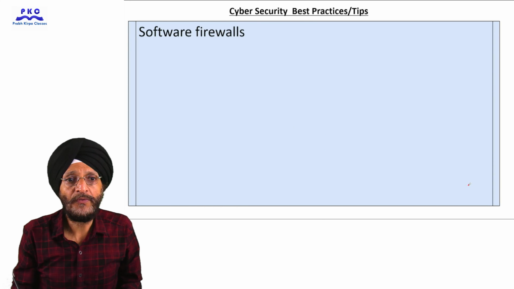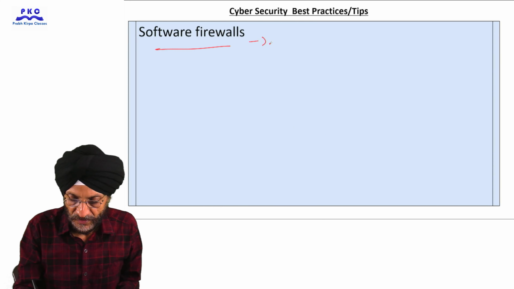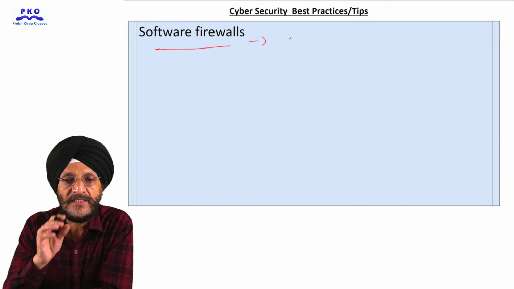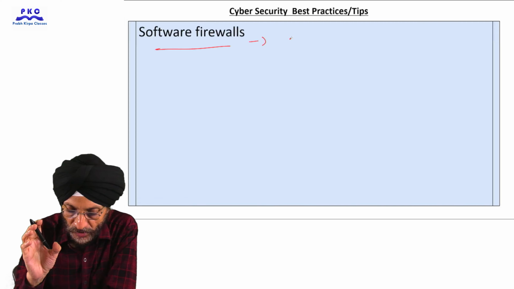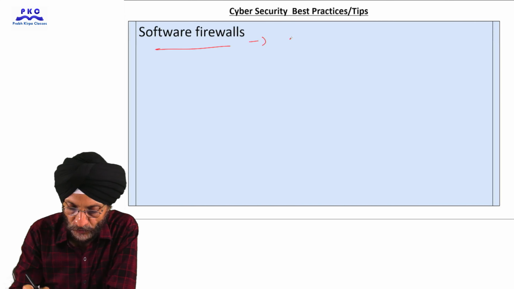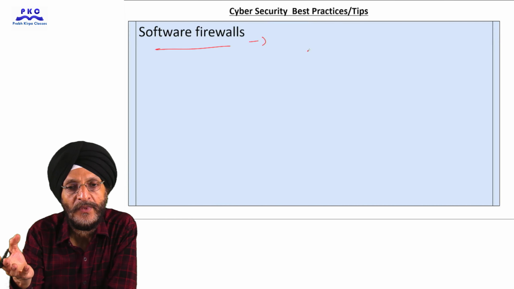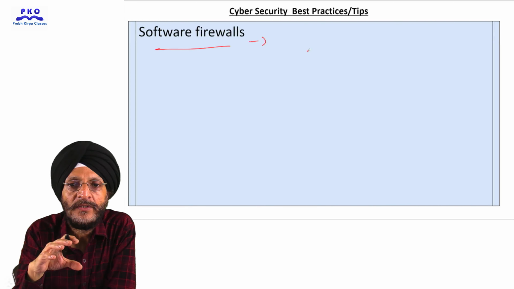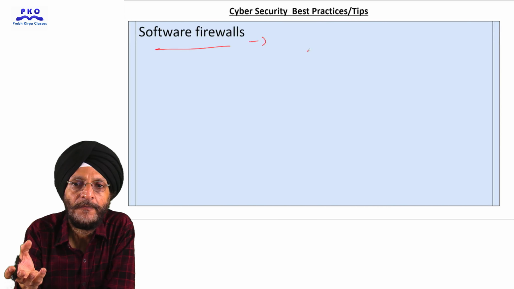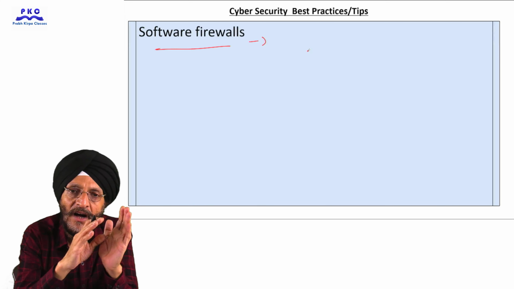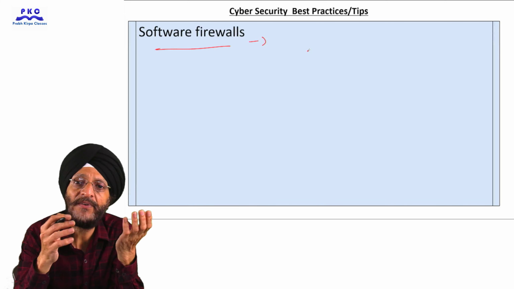Next point is software firewalls. This firewall is installed as software on individual devices such as computers and mobile phones. It is often used for homes or in the case of small offices. We have already discussed hardware firewalls.